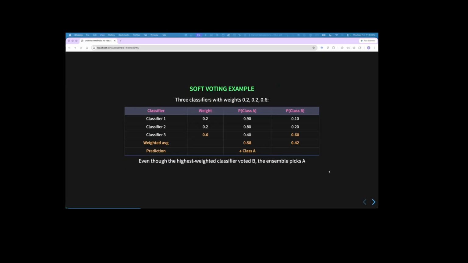So here's the concrete example. We have 3 classifiers. Classifier 1 says 90% class 0, classifier 2 says 80% class 0, but classifier 3, which has the highest weight, says 60% class 1. When we compute the weighted average, we get 58% for class 0 and 42% for class 1. So the ensemble predicts class 0, even though the highest weighted classifier disagreed. This is the nuance of soft voting.